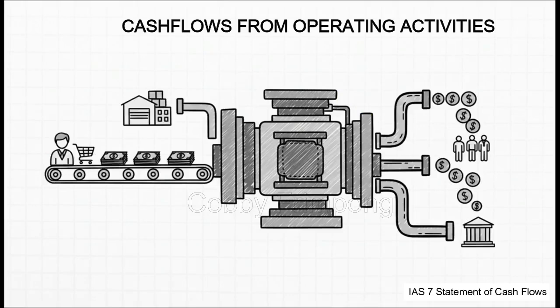Examples of cash flows from operating activities are cash receipts from the sale of goods and rendering of services, cash receipts from royalties, fees, commissions, and other revenue, cash payments to suppliers for goods and services, cash payments to and on behalf of employees, and cash payments or refunds of income taxes.